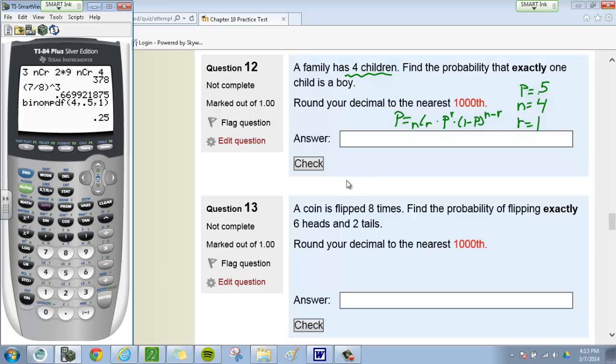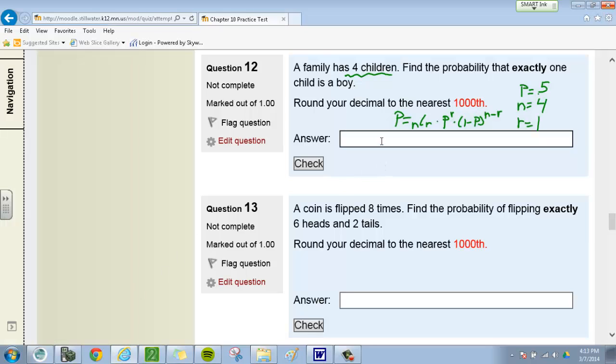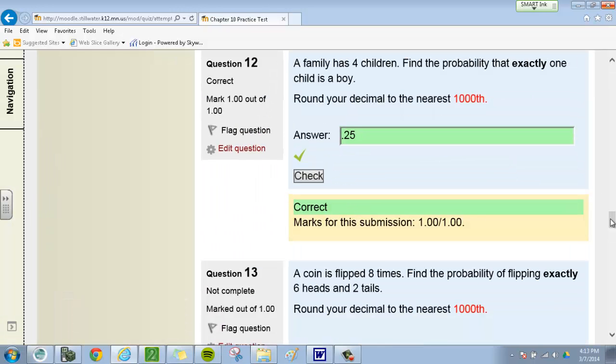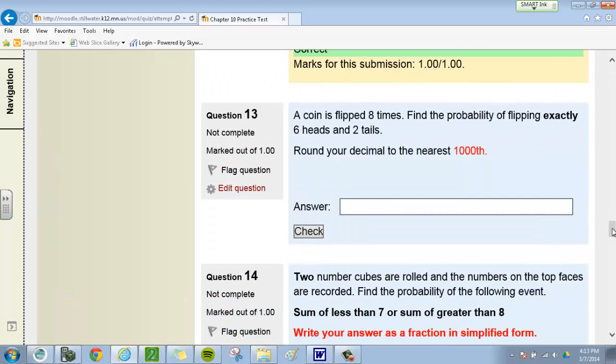So how do they want it in there? On your answer, the nearest decimal. Oh, it looks like it's just going to be exactly 0.25. Yeah, there we go, 0.25. Check that. Oh, good.